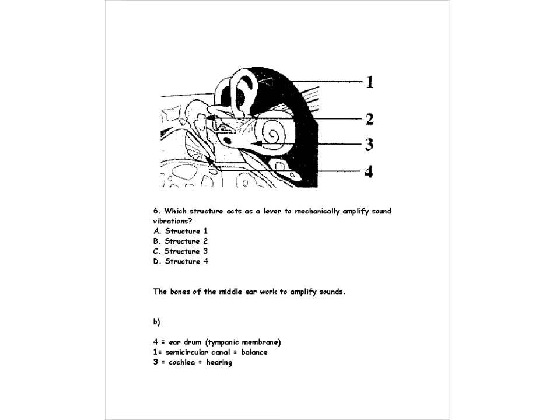This one here says, which structure acts as a lever to mechanically amplify sound vibrations? Okay, the answer for this one is going to be structure 2, because this is pointing to some of the bones of the middle ear, and their job is to amplify sound.